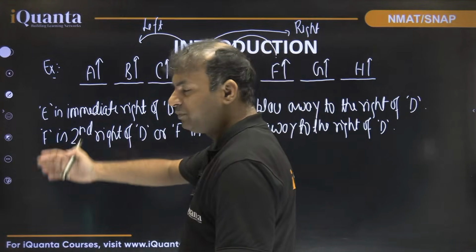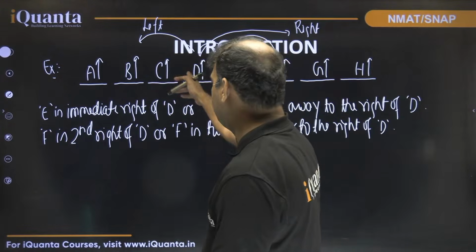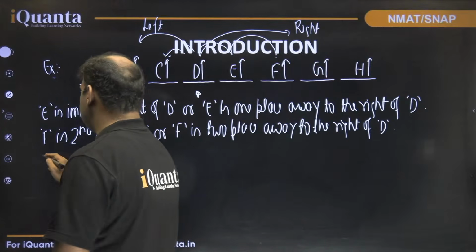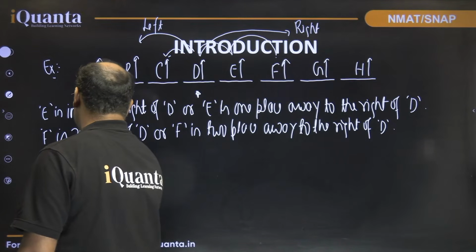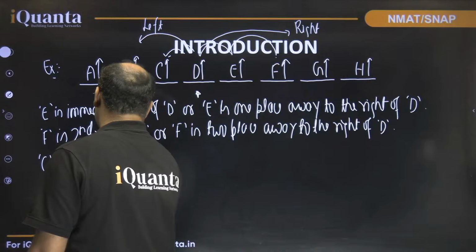Now if we talk about the people who are to the left of D, first comes C. For C, guys, we can say that C is obviously immediate left of D, right? C is immediate left of D.